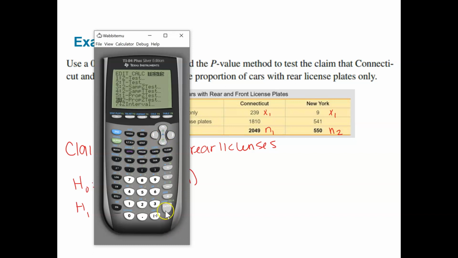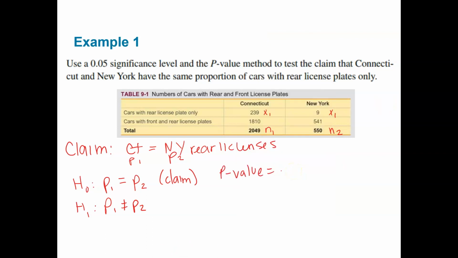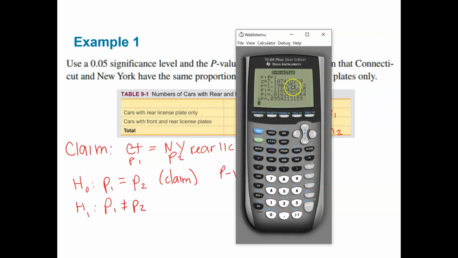And our X1 is 239. Our N1 is 2049. Our X2 is 9. Our N2 is 550. And if we go look at our alternative, we are not equal to. So we'll hit calculate. And we get the test statistic of 7.11, but we're going to look more at that p-value. So when we look, the p-value is 1.19 e negative 12.